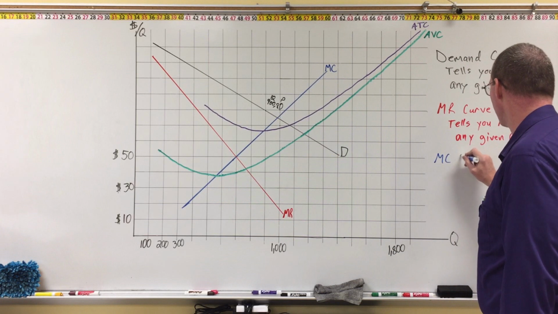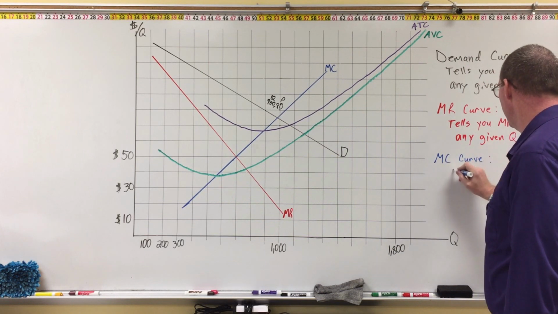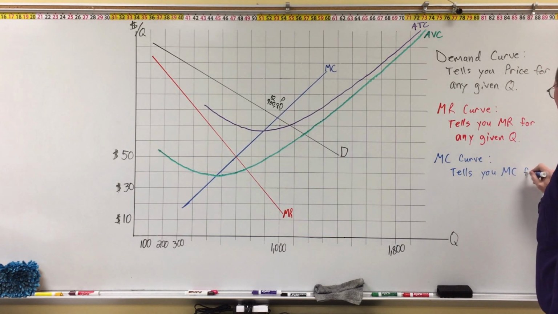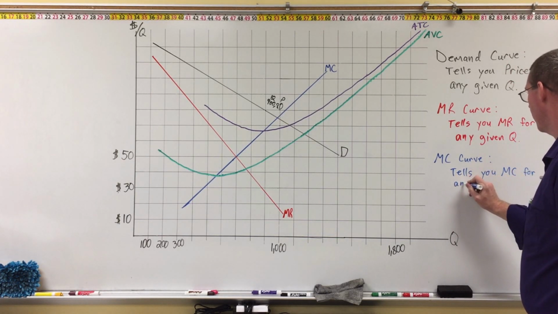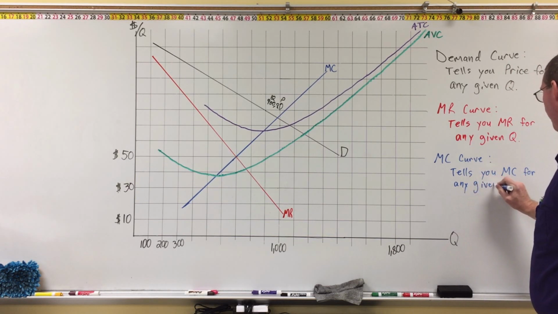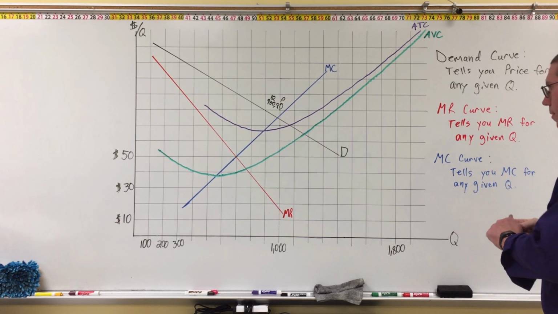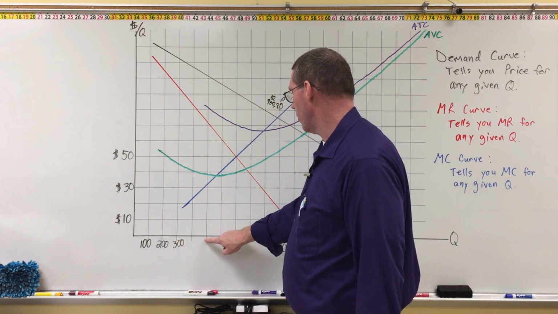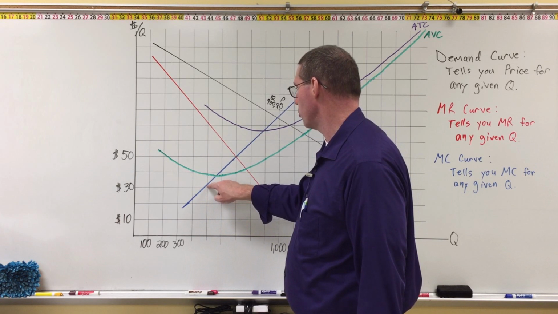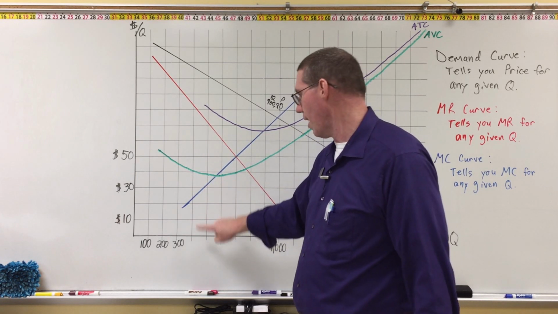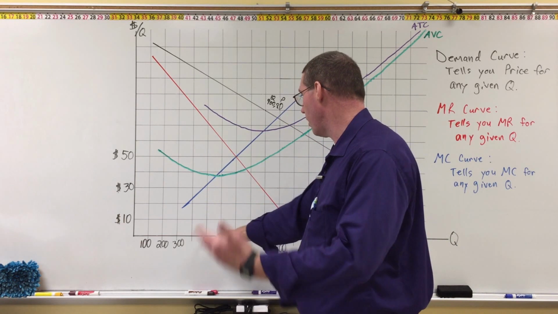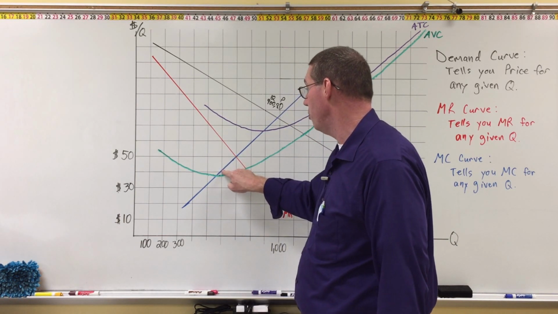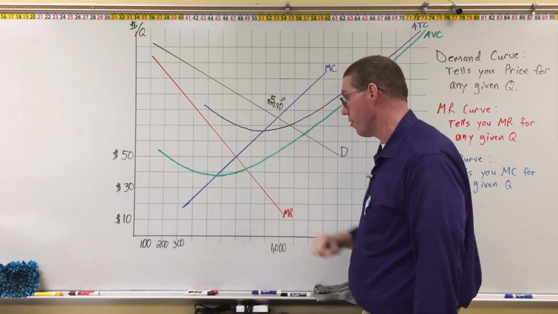The marginal cost curve simply tells you the marginal cost for any given quantity. Okay? So let's say we pick a quantity of 500. At 500, we go up 10, 20, 30, maybe marginal cost is about $32. But if we went up to a quantity of 600, you could see 10, 20, 30, 40, about 41 or 42. We can see that marginal cost is increasing.